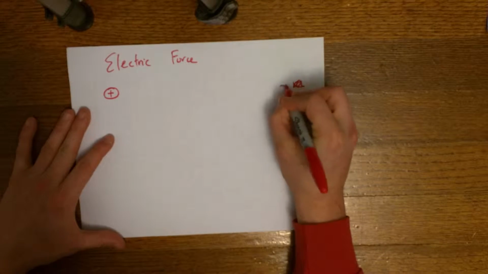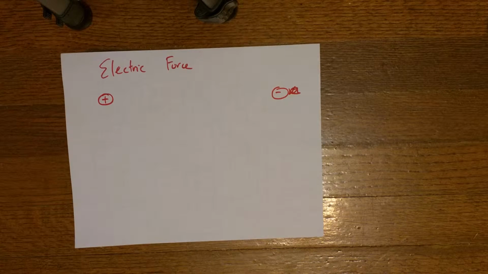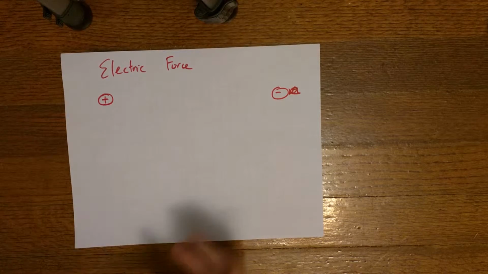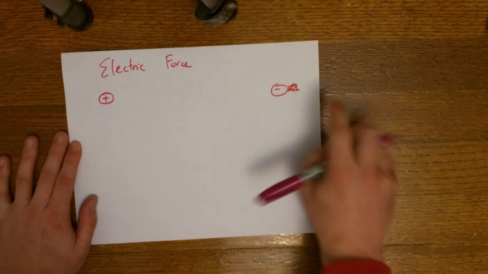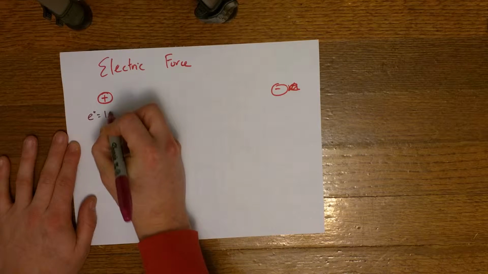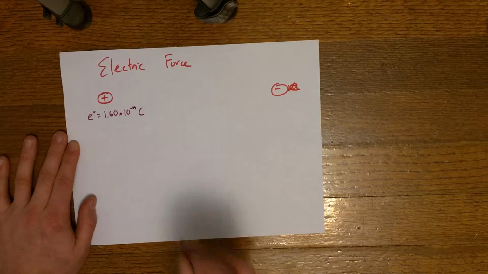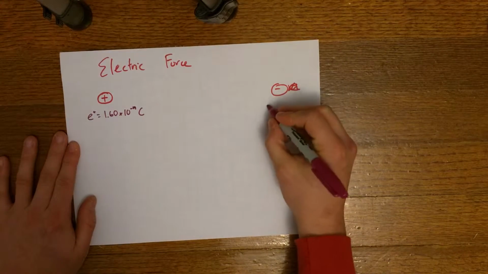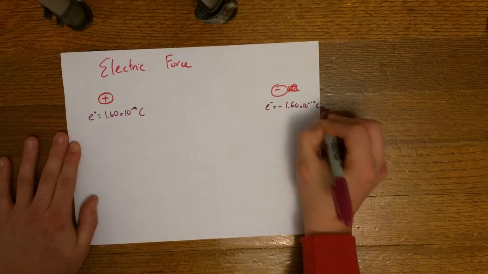Instead of e, I'll just write negative. Okay, so we need to figure out some things here. The charge on the proton is the same as the charge on the electron, it's just negative here on the electron. So this is e positive, which is 1.60 times 10 to the negative 19th coulombs, a constant for the charge of a proton. So this must be e negative, which is negative 1.60 times 10 to the negative 19th coulombs.